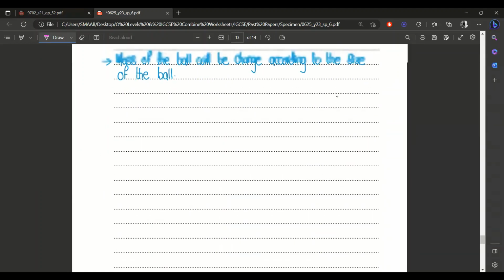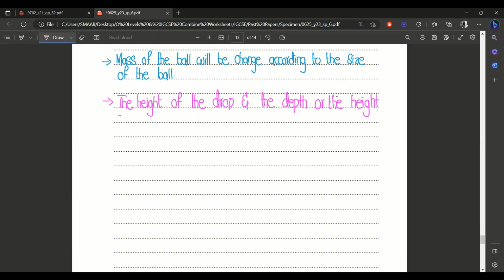So when we are talking about a constant factor, the constant factor is the height of the drop and the depth or the height of the tub remains the same, right? These are the variable and constant factor.